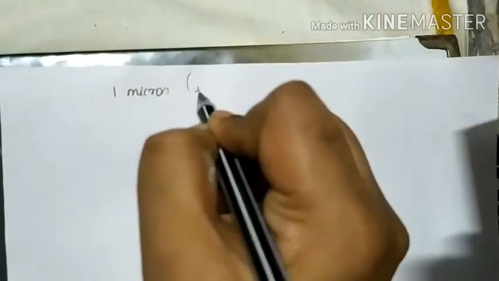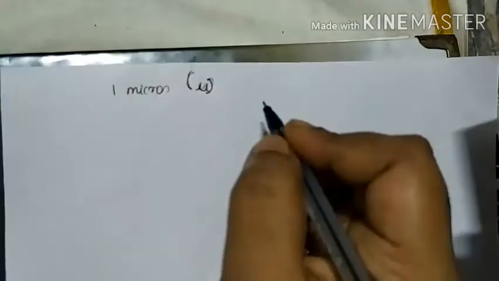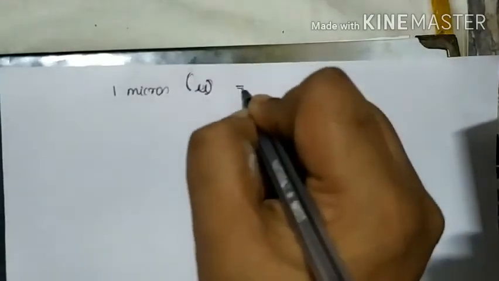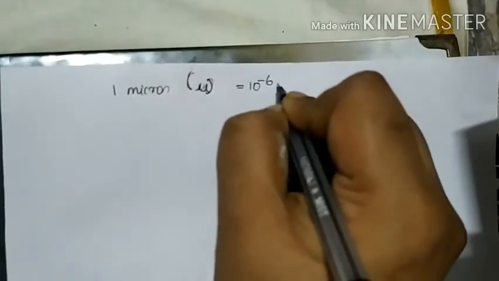This is micro. You would have learned this mu, so you would write it as mu. Oh God, the pen is not writing. What happened to me today? It's not good luck. Okay, sorry. So 1 mu, 1 micron, is equal to 10 to the power minus 6 meter.